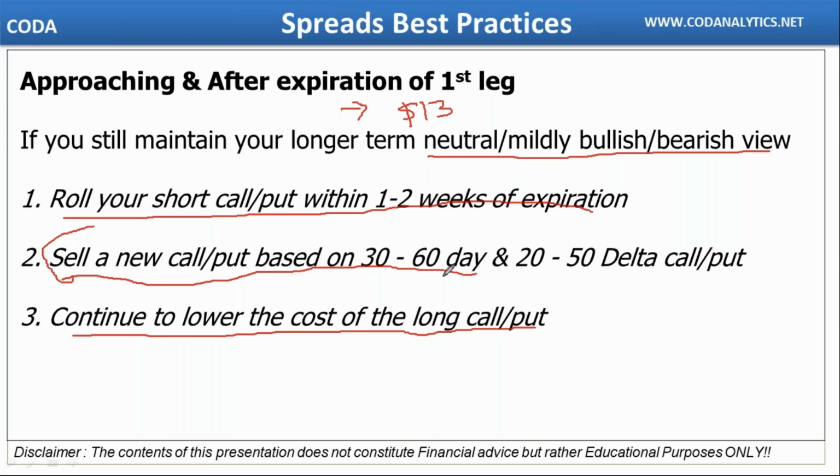So what do I do? I start selling call options against this one. I sell the first call, and maybe I get, like we said, $4 out of it. This means I've reduced the cost from 13. Now we are at 9.